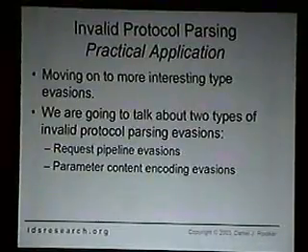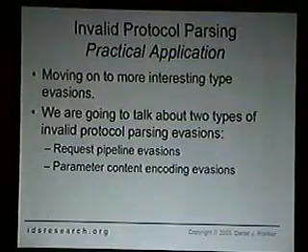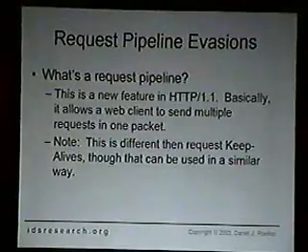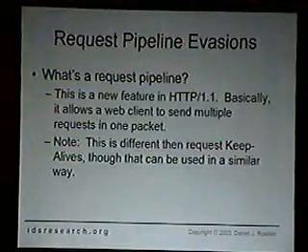So we're going to talk about two types that I mentioned previously, the request pipeline evasions and the parameter content encoding evasions. And both of these, like I said, are pretty effective. Request pipeline. So what is a request pipeline? Anyone know? Raise your hand if you know request pipeline, anyone?